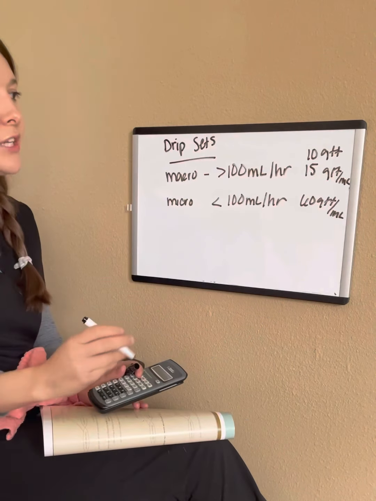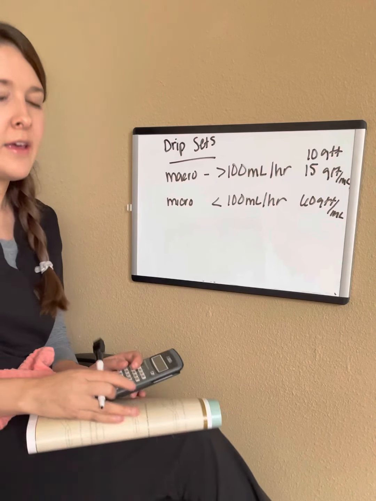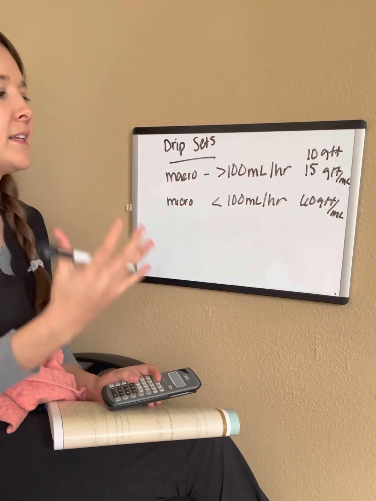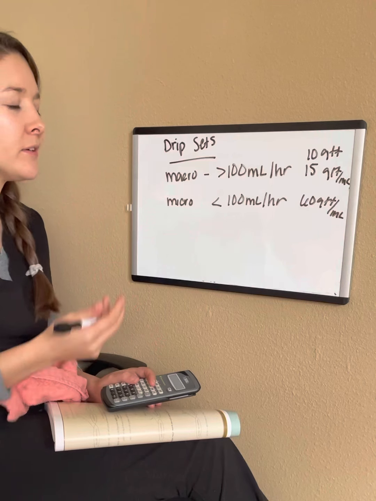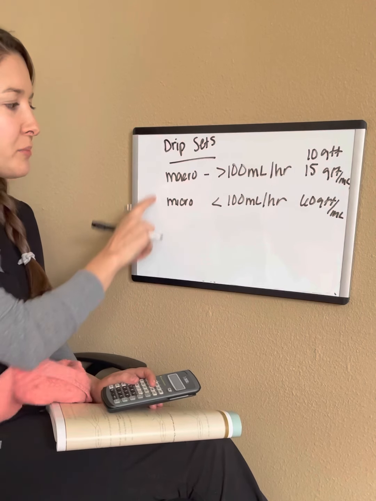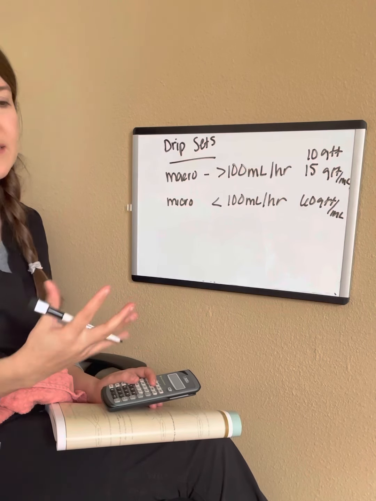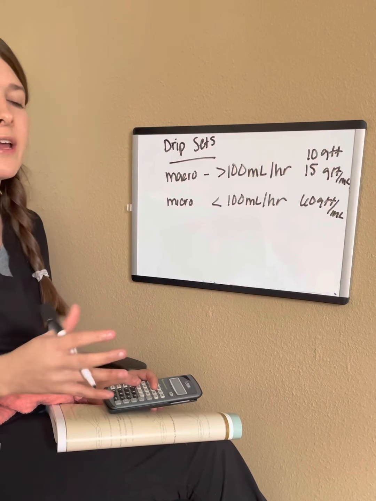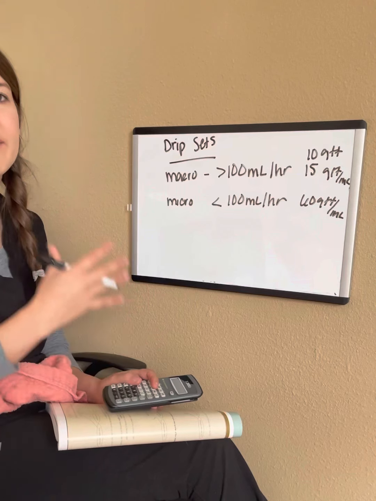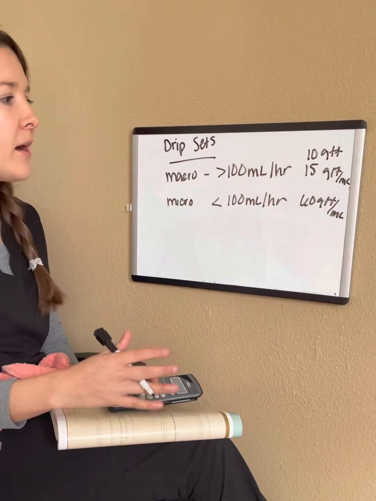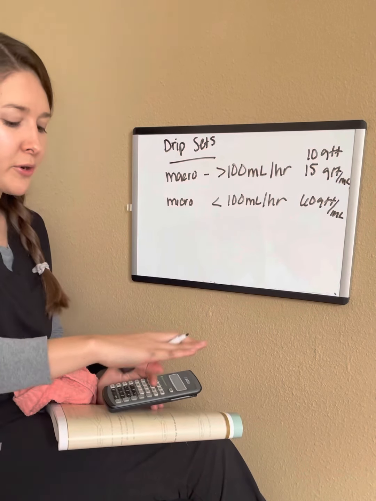Okay, so that's really, really important to remember, because if you're in a hospital and they tell you, we have a patient, they're getting so many mils, you need to decide which drip set you need to get. Some hospitals only have one type of drip set. That's just what they go with no matter what. But other hospitals have different sets and you have to decide which one you want to get. So that's just something to always remember.